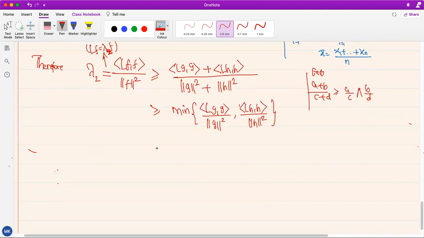Okay. So the point is that F achieved the second eigenvalue, the Rayleigh quotient, but one of G and H will be what we will use, and one of them will have Rayleigh quotient smaller than lambda 2. That is important. Okay. So without loss of generality, we can take that this is the smaller one. Otherwise, you give a similar argument for H.